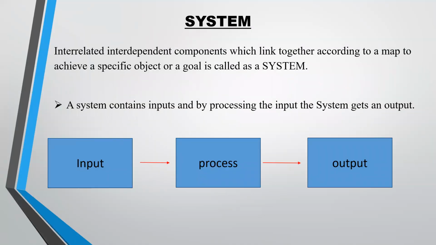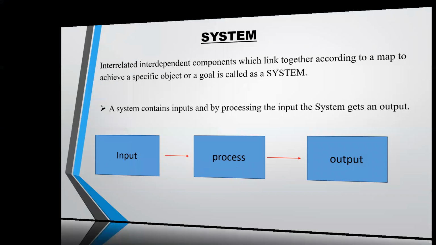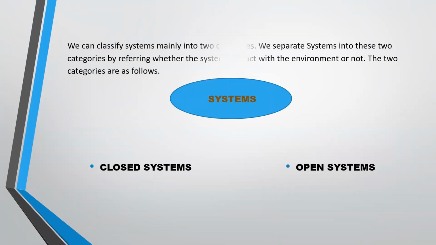A system is interrelated, interdependent components which link together according to a map to achieve a specific objective or a goal. That's the definition of the system. A system contains inputs, outputs, and process. Systems can be mainly divided into two groups: closed systems and open systems.